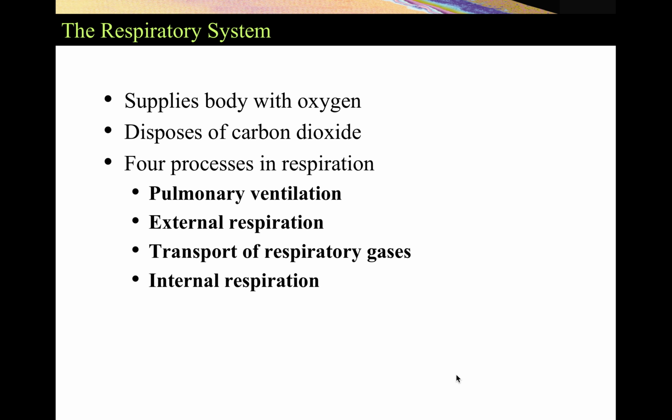You have a process called internal respiration, which is what's happening inside your body between the tissue and blood, where your tissue takes up the oxygen and gives up its CO2 to your blood. So basically, the internal respiration starts with the blood that is oxygenated and ends with the blood that is deoxygenated.